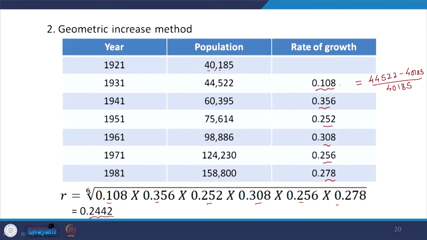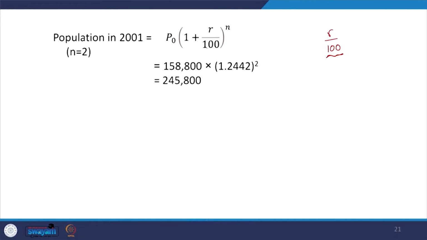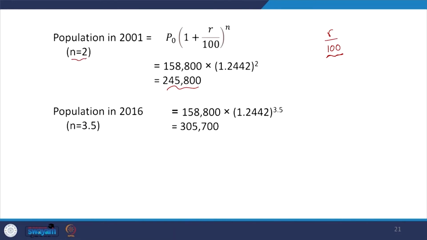For example, if we multiplied this by 100 to get percent, then I guess it would have been 10.8% here and 24% growth per decade, and then we would have had to divide that by 100. But again, we calculated R by 100 earlier. Again, different ways to go about it. It's just algebra, right? So using that, we can calculate the population in 2001 when n is equal to 2. Similarly, when n is equal to 3.5, we will plug it in and get this particular population.